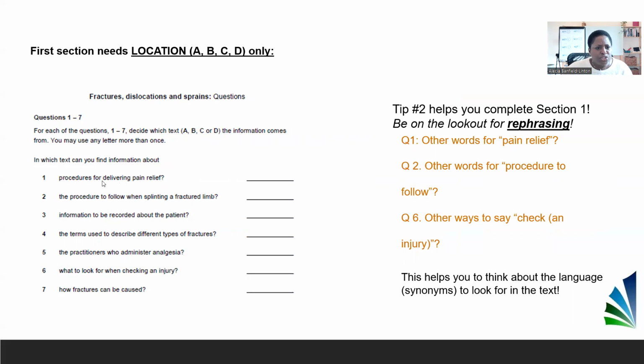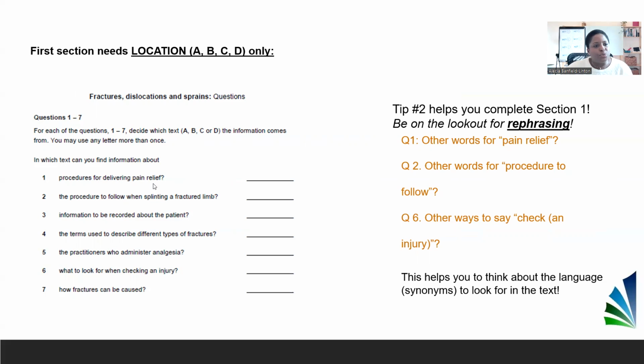just go procedures for delivering pain relief, and expect you will find exactly that in the text. Chances are you won't. If you're lucky, sometimes you do, but often you don't. Okay, so you ask yourself, what other words mean the same as pain relief? Take a second, think about that.